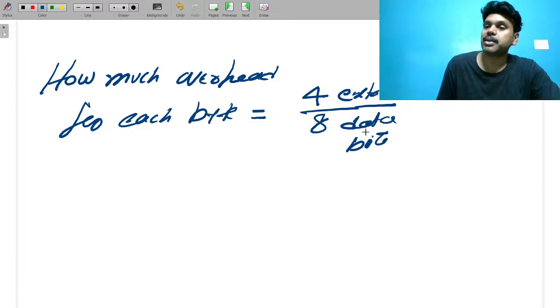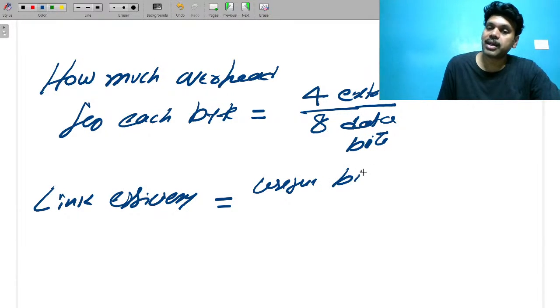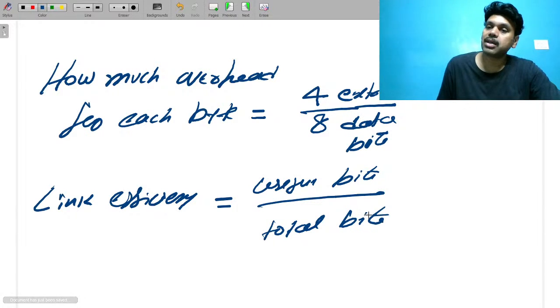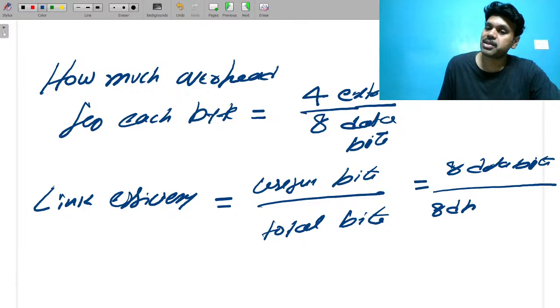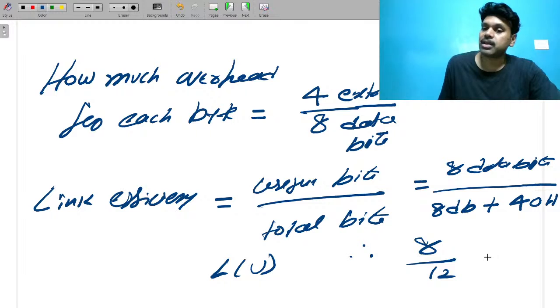This is your overhead. If I am asked what is the link efficiency, the link efficiency is nothing but useful bits divided by total bits which are traversing on your media. Useful bits are only the 8 data bits. And how many are you sending altogether? I am sending 8 data bits plus 4 extra bits, which are called overhead. Therefore, my dear friends, your link efficiency in this case is 8 divided by 12, which is roughly 0.66.